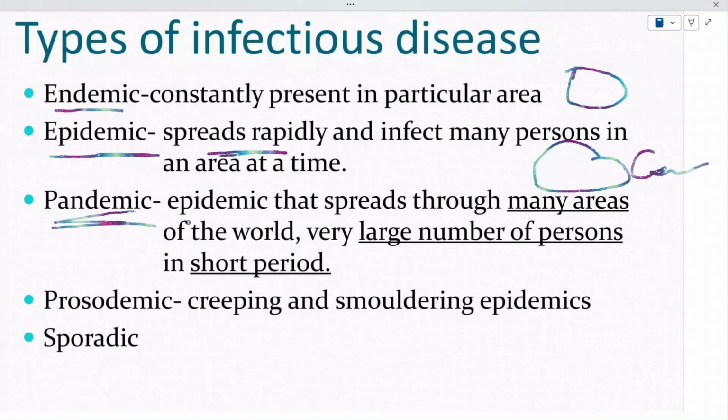Pandemic is nothing but an epidemic that spreads across many regions of the world and infects a very large number of persons in a short period of time. So in a short period of time, many people get infected. So that is an example of pandemic infection. You can see the COVID virus as the best example of pandemic infection. Next you can see prosodemic infection, creeping and smoldering epidemics. Next, we can see sporadic infection.